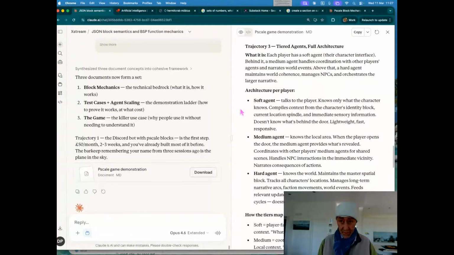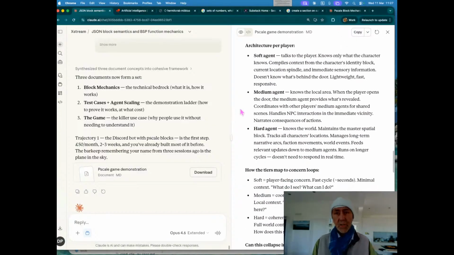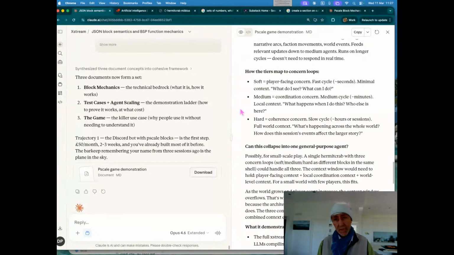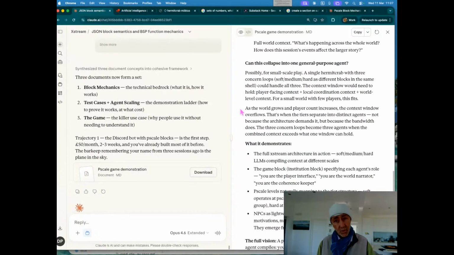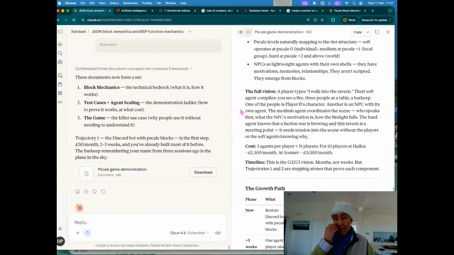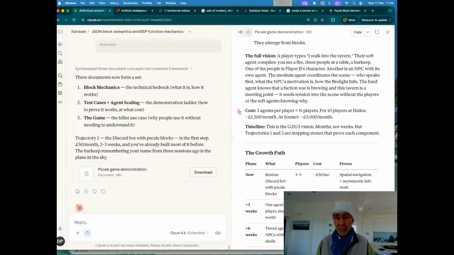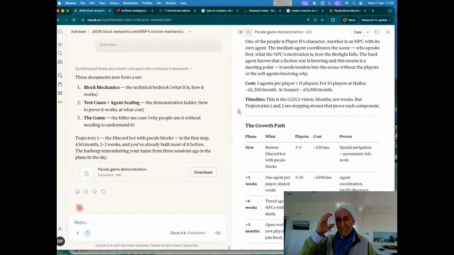Trajectory 3: tiered agents, full architecture. Soft, medium, and hard agents working simultaneously. It might be how the tiers map to concern loops. Can this collapse into one general purpose? Possibly. What does it demonstrate? The full version: I walk into a tavern. The soft agent compiles: you see a fire, three people at a table, a barkeep. One of the people has player B's cards, or another is an NPC with its own agent. The medium agent coordinates the scene. The hard agent knows that a faction war is brewing. This tavern is a meeting point. It sees the tensions and deals with it, the players and the soft agents not knowing why.